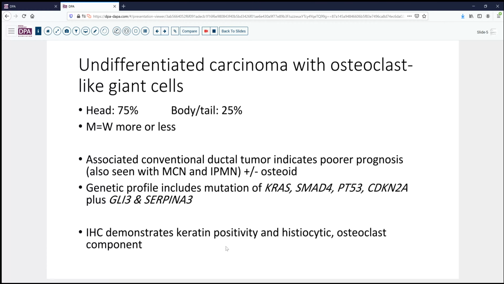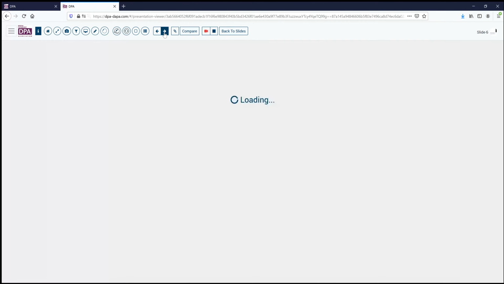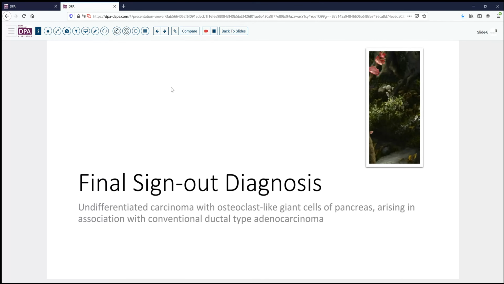On immunohistochemistry, there is retained keratin positivity in the malignant cells, but you'll also be able to identify histiocytic and osteoclast components in these tumor cells as well. So our final sign-out diagnosis today is undifferentiated carcinoma with osteoclast-like giant cells of the pancreas arising in association with conventional ductal type adenocarcinoma. So we don't see those very often.